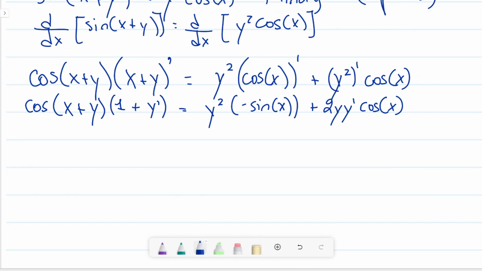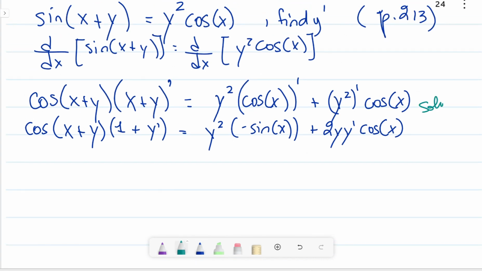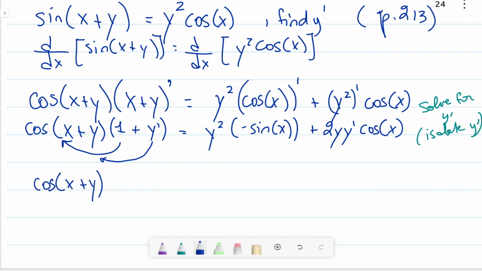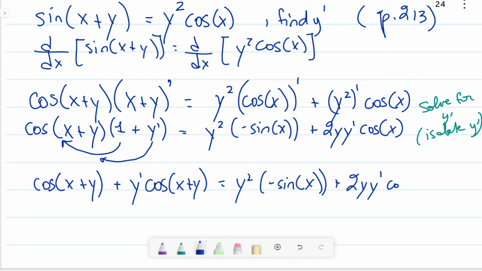And now what I need to do here is solve for y prime. So I isolate everything that has y prime on one side of the equation. I have y prime in here, and y prime in here. Maybe before isolating it, I can expand a bit. If I expand the 1 plus y prime, I will get cos of (x plus y) times 1, which is cos of (x plus y), plus y prime times cos of (x plus y), which is equal to y squared times negative sine of x plus 2y y prime cos of x.